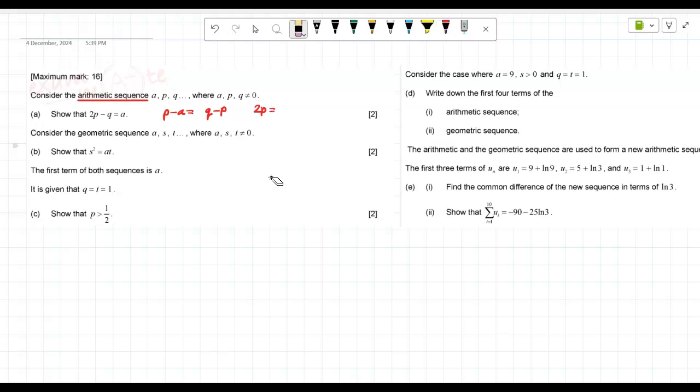So you will get A plus Q is equal to 2P, which is quite simple. And the same thing for the next one: S upon A, second divided by first, is equal to third divided by second. So you cross multiply, so S squared is equal to AT.